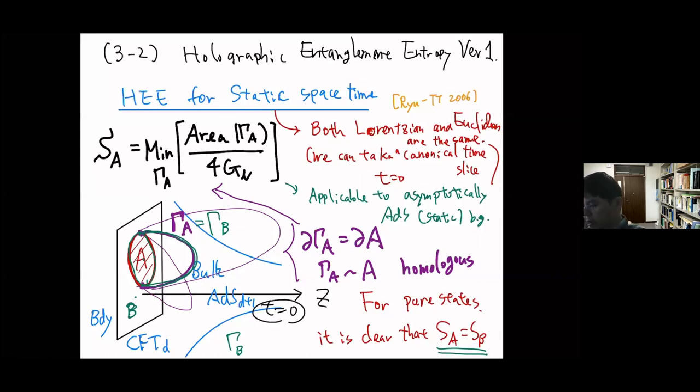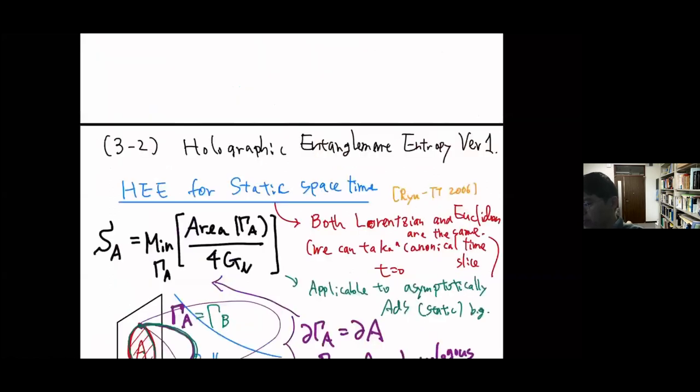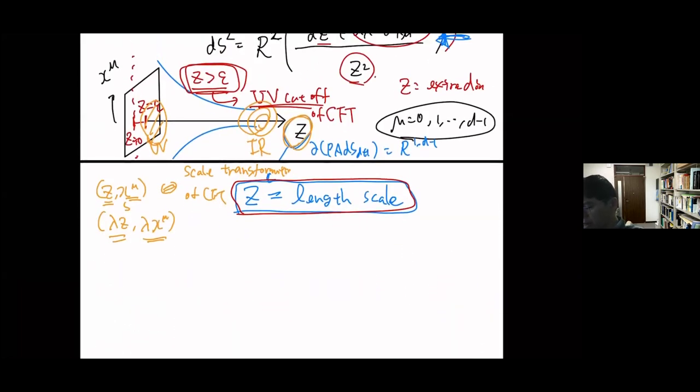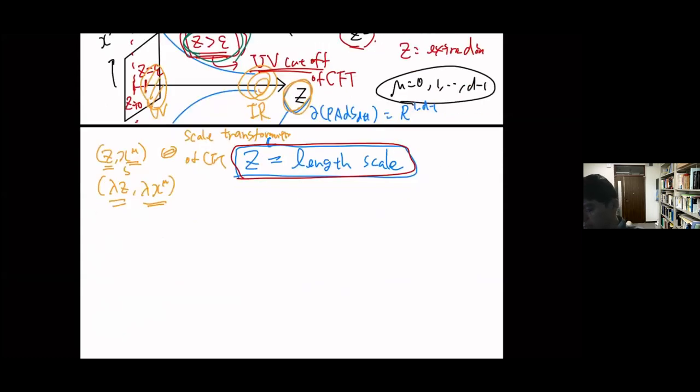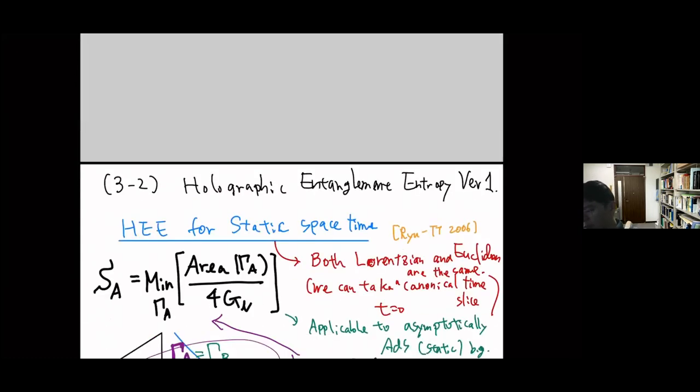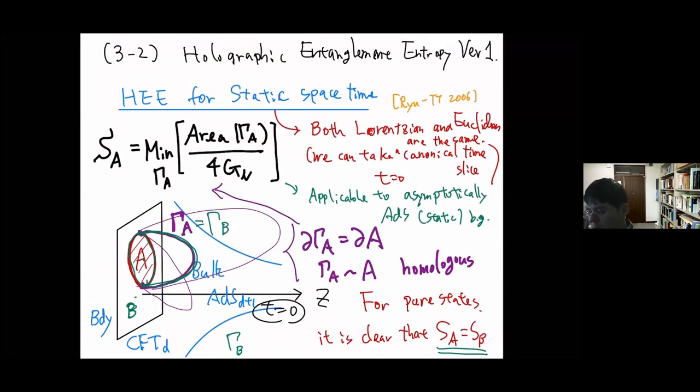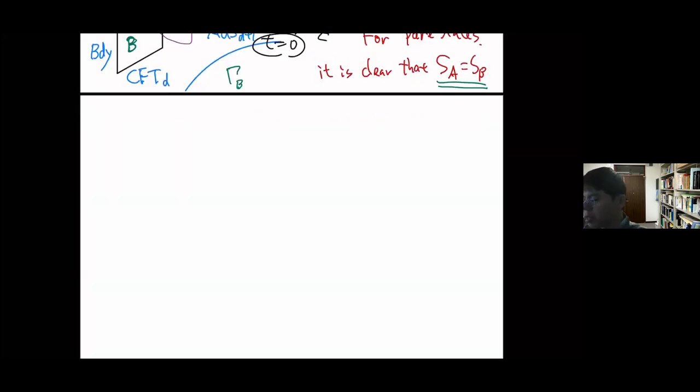Already we mentioned that we need a UV cutoff. To calculate this area it literally gets divergent. We will do this later, but we need a cutoff here. That is the correct prescription. I'll just say this now, and explain it next.